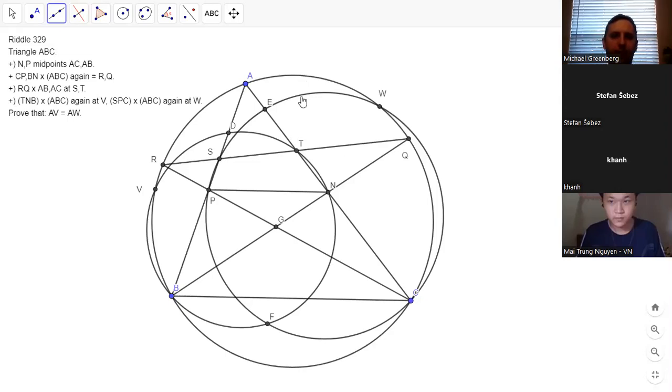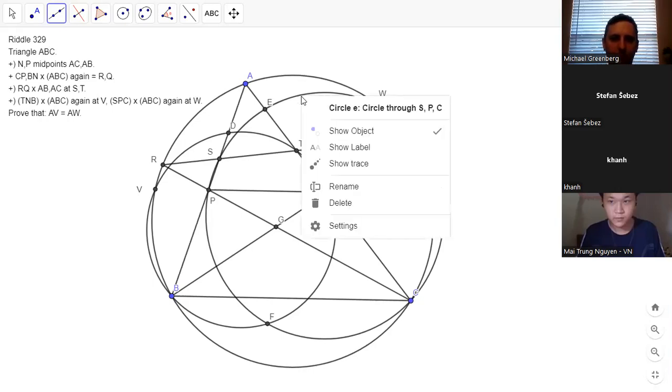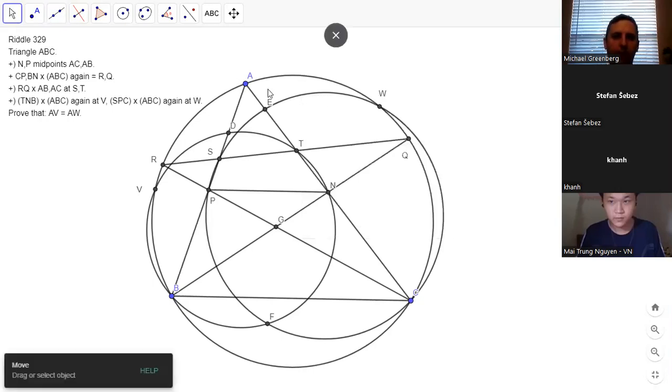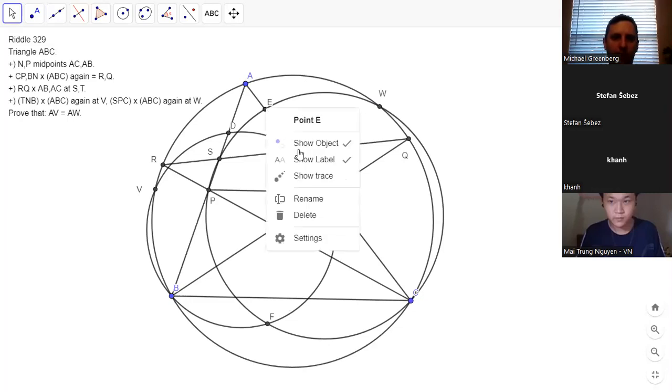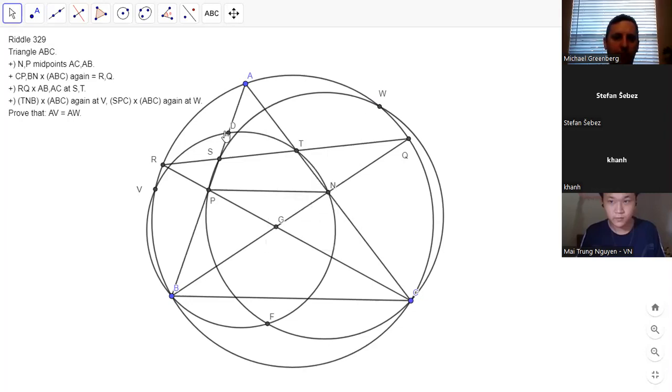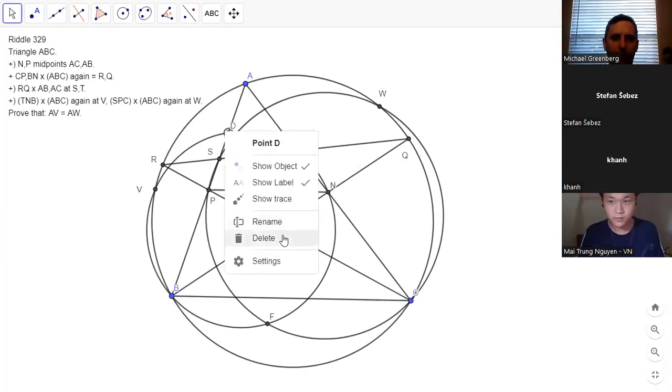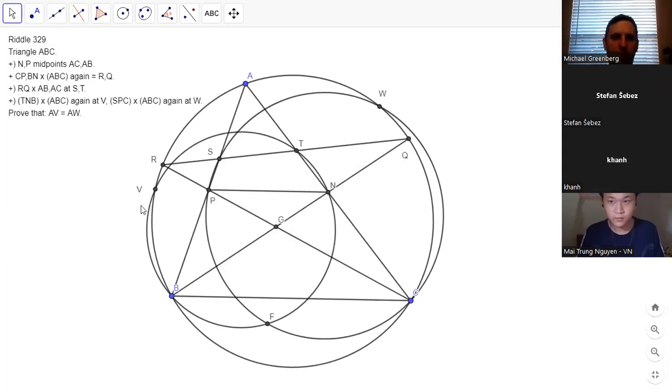What if we redefine the problem? What if we let W prime be the point where AV is equal to AW prime, and then we try to show that... I'm going to delete D and E. I feel like they might be confusing. What if we let W prime be where AV is equal to AW prime, and then we try to show that it's cyclic?